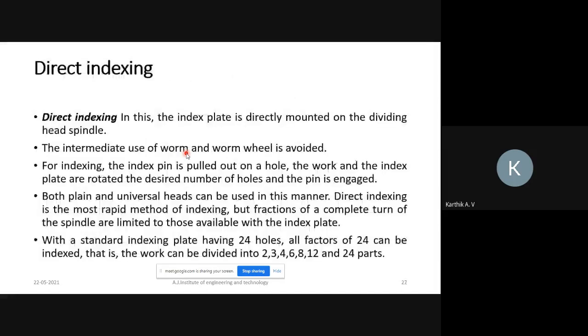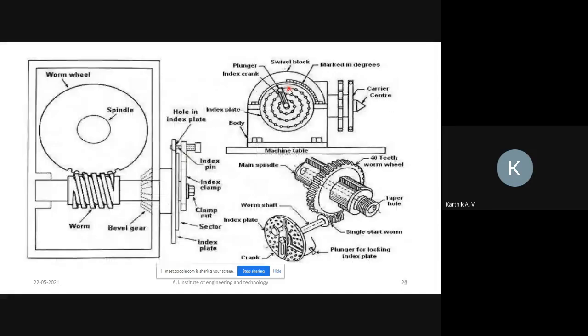Here you can observe: this is the first hole, this is the second hole, and the third hole. Starting from here, fix the crank pin and mark on the workpiece. Then leave this hole and fix the fourth hole, fix the index pin, then mark on the workpiece.